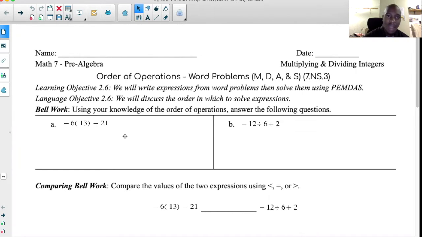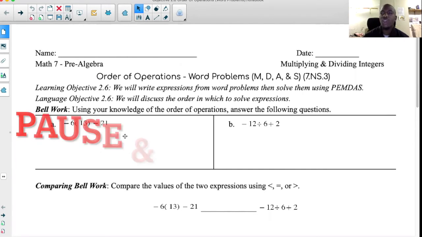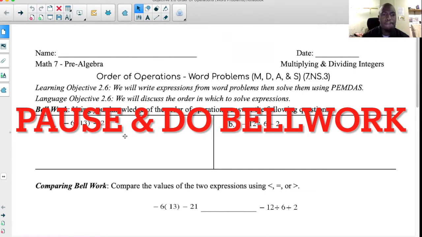As usual, take your time, pause the video right now to begin to work on the bell work. Now, you could use a calculator, you could not use a calculator. I would recommend for the bell work, don't use a calculator. Try it off the top of your head to see if you can figure it out. The reason why is because on Star 360, they give you order of operation problems, but you can't use a calculator then. So try to challenge yourself. But more importantly, if you have to use a calculator, please make sure you follow the order of operation steps. All right, take your time, pause the video.